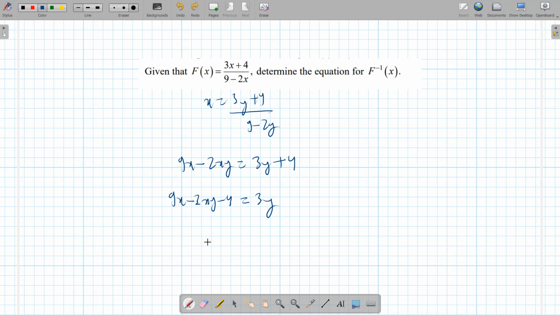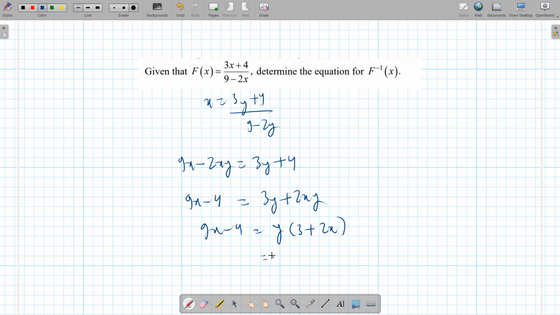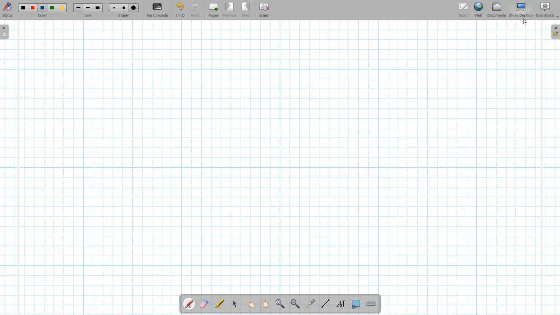Yeah, 9x minus 2xy. Do you have this step? I don't remember what I did for that one. So 9x, and then you eventually have to factor it to get the x and y. Exactly. So you subtract 4 from both sides and add 2xy on both sides. Then you factor to isolate the y, because we're looking for y, not x. So y is going to be (9x minus 4) over (3 plus 2x), and that's the answer, y inverse. I don't like this question, but it's just sub, and then you isolate for y.